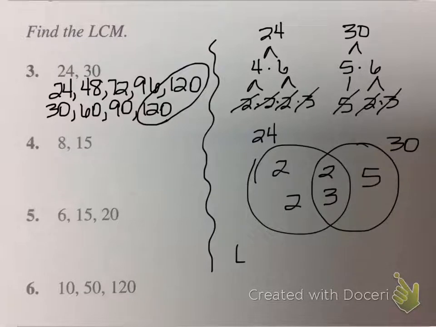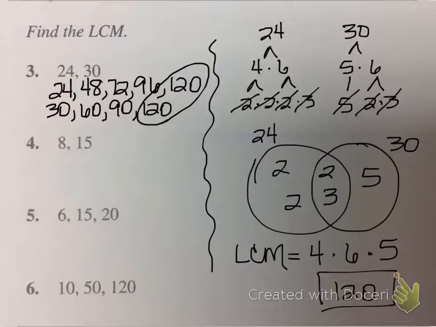And now my LCM is going to be everything that I see multiplied together. So I know 2 times 2 is 4, 2 times 3 is 6, then I have a 5. So it looks like my LCM is 4 times 6 times 5, which is 120, which we already knew because we found it doing the list method. So here are two different ways of finding the same information, finding your LCM. Sometimes you can just look at the numbers and you know, but sometimes it is easier to just list or to do the prime factorizations.